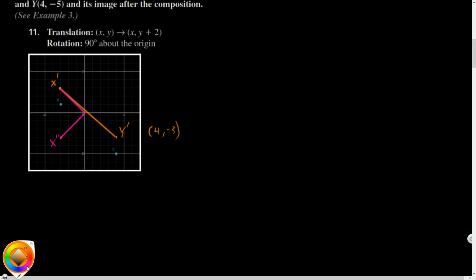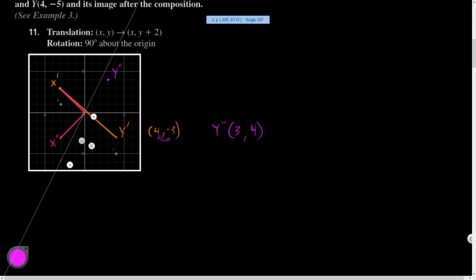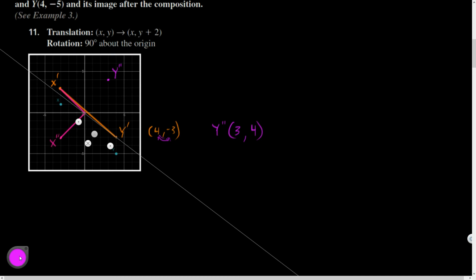So the Y double prime is going to be what? I want to change those and positivize that opposite. So I think it's going to be 3, 4. So if I go over 3 and up 4, my claim is that this is Y double prime, and that should be a 90-degree rotation about the origin from Y prime. Verify that real quick.